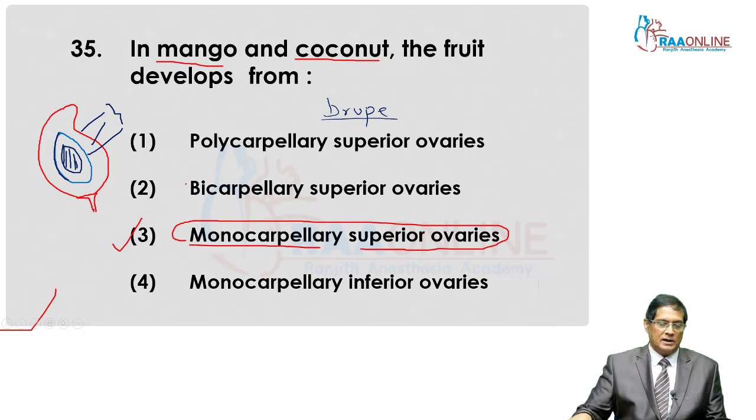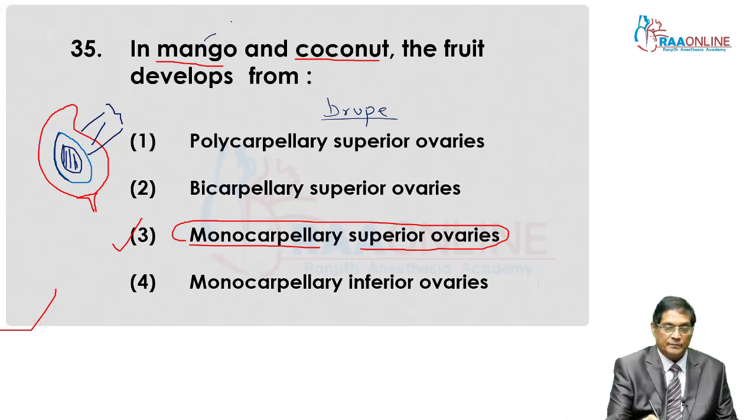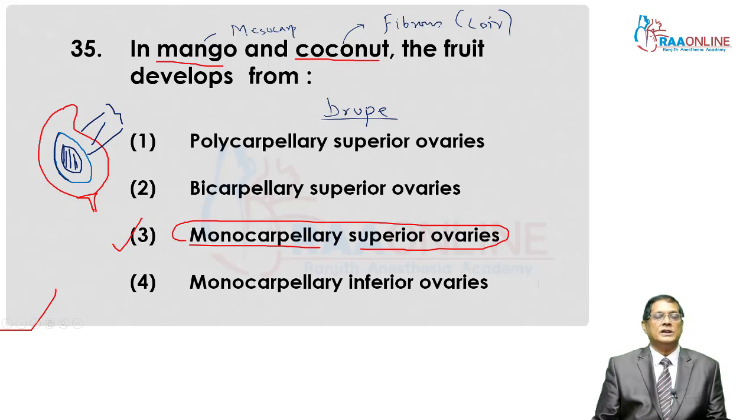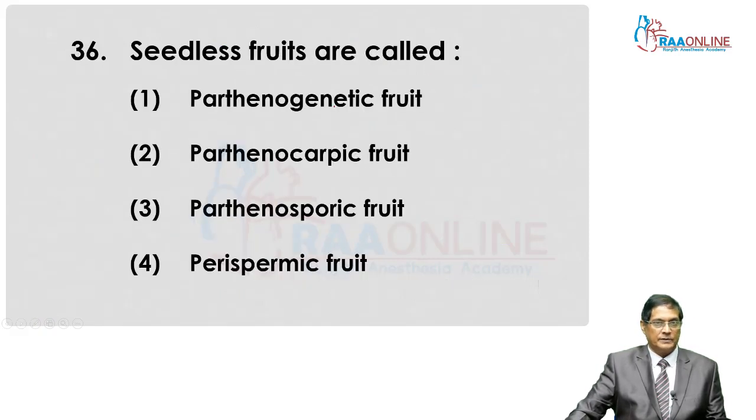The edible part of mango, this is also a question for pre-medical, is the mesocarp. Whereas in coconut, mesocarp is fibrous. It is a source of coir fiber. In coconut, coir fibers are obtained, and they are from the what? That is from the mesocarp.